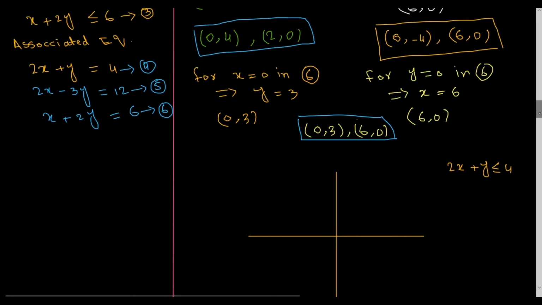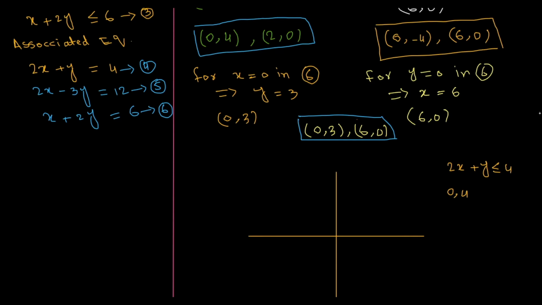And our corresponding equation points are 0 comma 4, and the second is 2 comma 0. Okay, these are the 2 points. So this means that we will represent these points on the graph. Suppose this is 2, it means that this is 2 comma 0, and if this is 2 and this will be 4, so this is 0 comma 4.